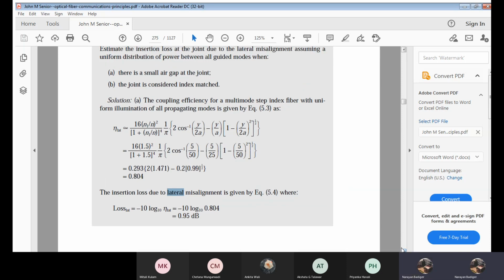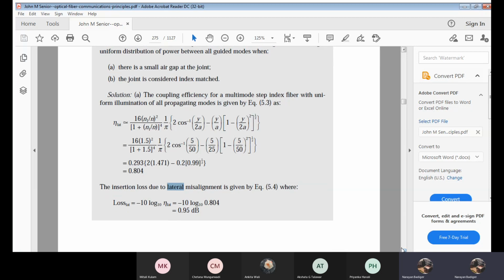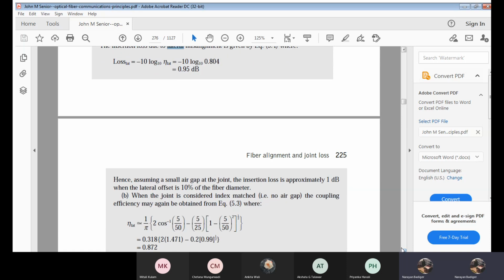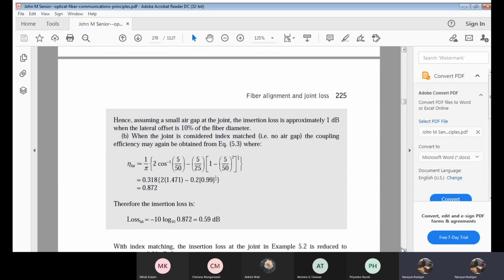The joint is considered as index matched. Okay, earlier it was small air gap. For that air gap, we considered N as 1. Now the joint is index matched. If it is index matched, now this is the equation. It means no air gap. It means both the fiber cables are longitudinally correct, axially correct, radially correct. It means we don't have any air gap over there. Now for that, we have an equation.